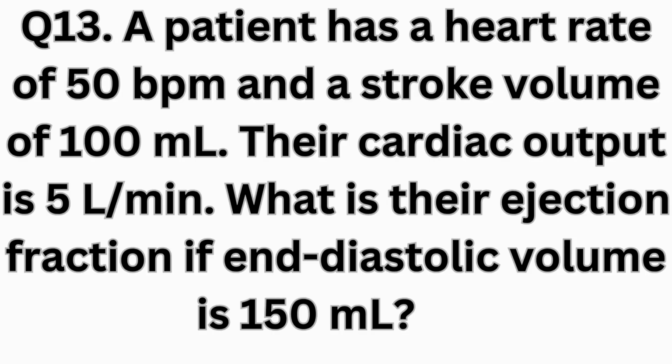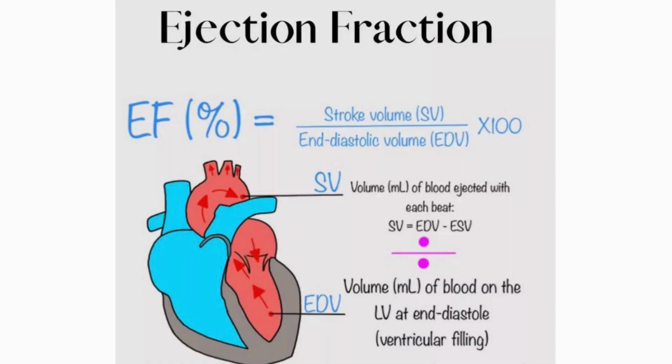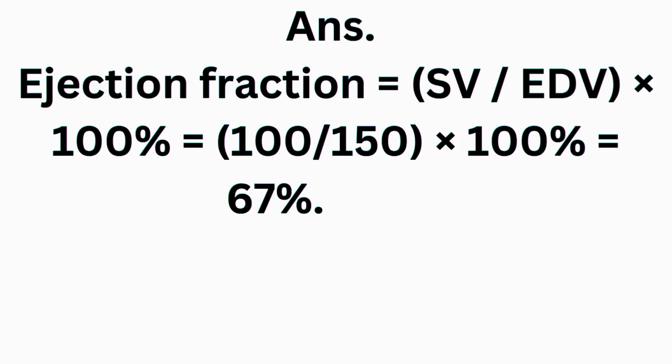Let's calculate together. Ejection fraction is equal to the stroke volume divided by the end diastolic volume times 100%. This patient has a stroke volume of 100 ml. His end diastolic volume is 150. So 100 divided by 150 times 100%. So we have 67% ejection fraction.